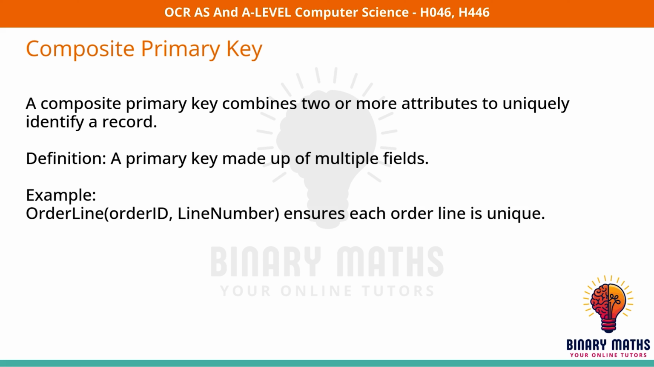A composite primary key combines two or more attributes to uniquely identify a record. It is a primary key made up of multiple fields. For example, in an order line table, the combination of order ID and line number ensures each order line is unique. This is useful when a single attribute is not sufficient to uniquely identify a record.